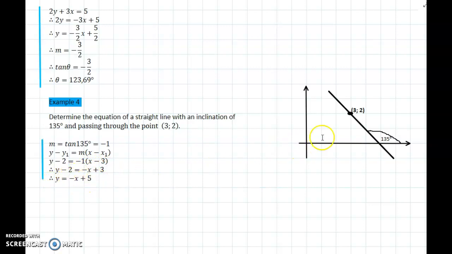Proving again, when the inclination angle is obtuse, then the gradient is negative. So what do we need for inclination of a line? We need to work out the gradient of the line. And then we can determine that angle using tan theta is equal to gradient.